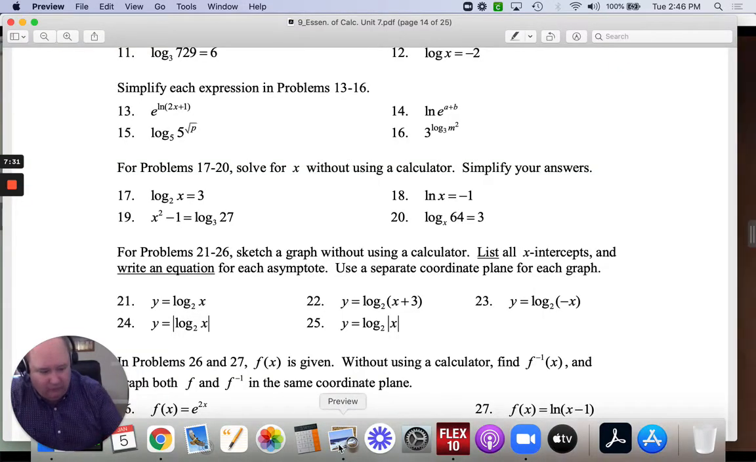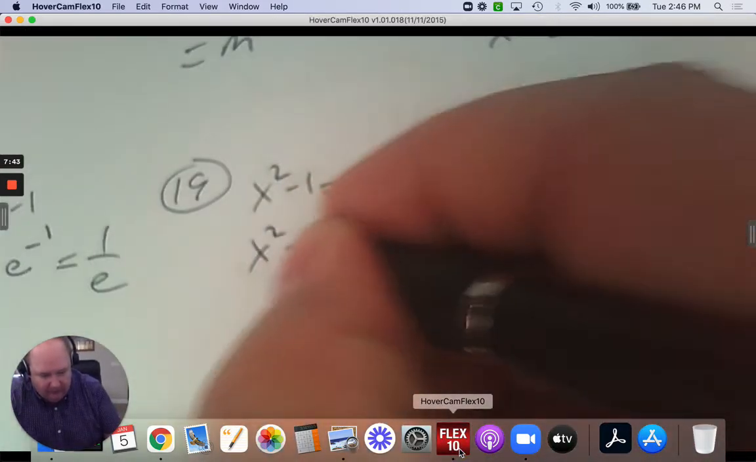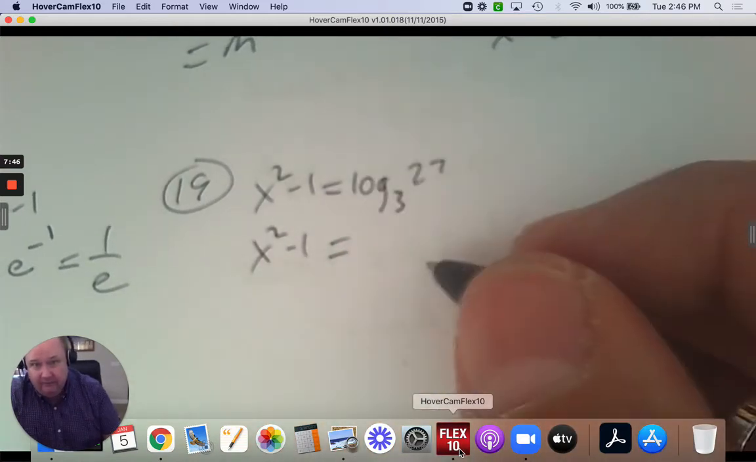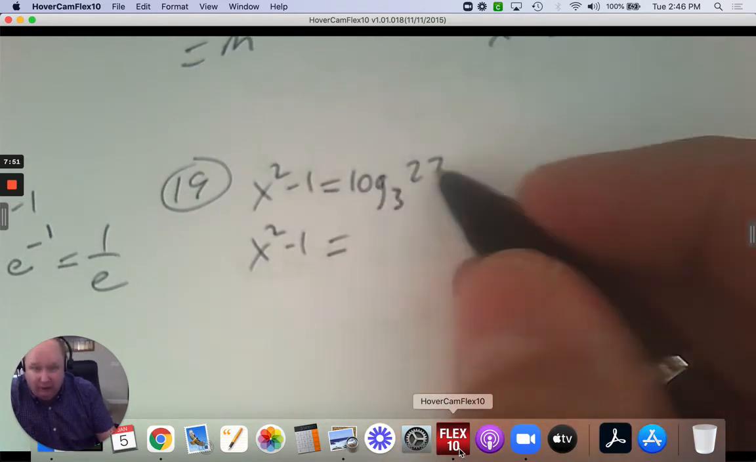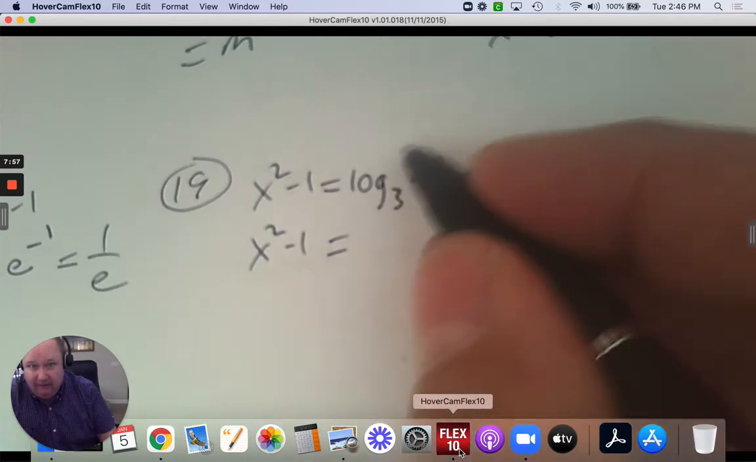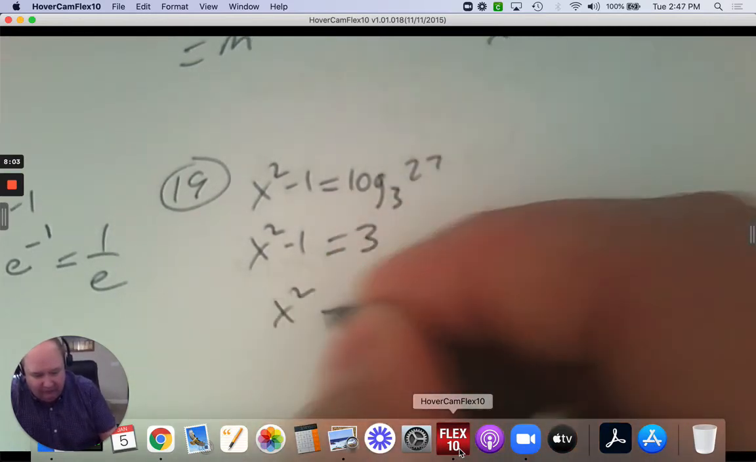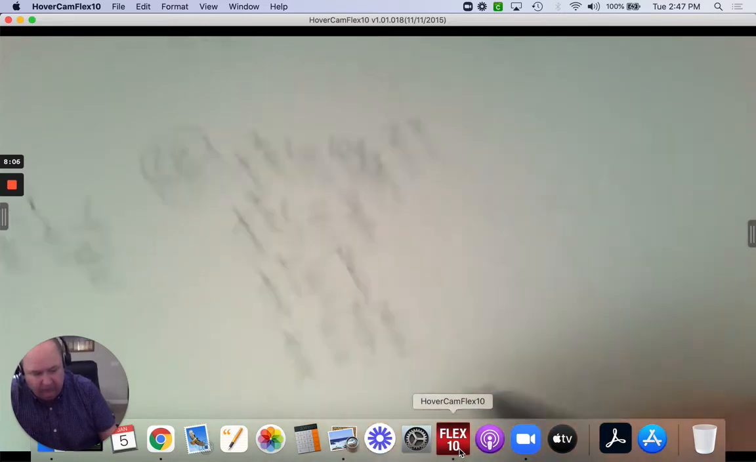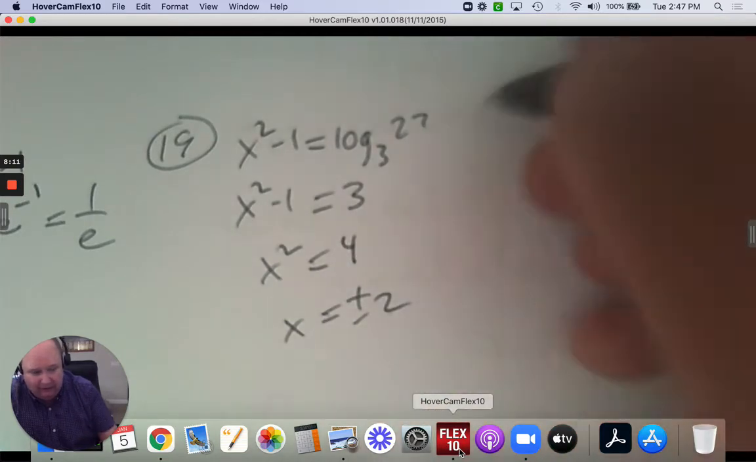Number 19, x squared minus 1 is equal to log base 3 of 27. Here we go. Solve for x. So to solve this, on the right side, I'm going to simplify this to begin with. When you evaluate a logarithm, you're finding the exponent that makes it true. The base is 3. What exponent gives you the answer 27? So 3 to the exponent 3 equals 27, and then you can solve it. So add 1, and for this one, the answer can be negative because we don't have a variable inside the logarithm. So it could be positive or -2.